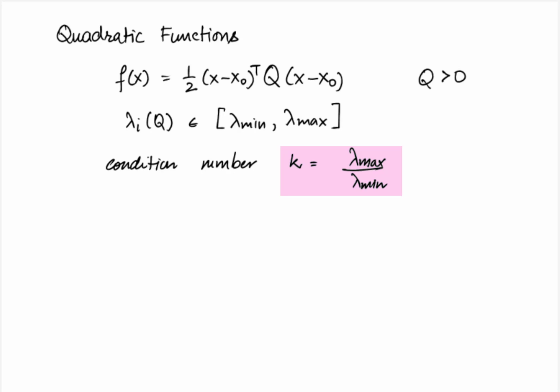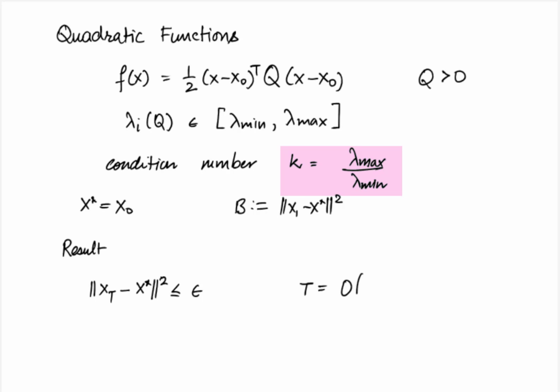If we minimize the function over R^n, it is obvious that x star is equal to x naught. Also recall that b was the initial squared distance between x and optimal x star. We have the following result for constant step size gradient descent. For gradient descent applied to quadratic problems, the oracle complexity to ensure that the squared distance from the optimum is less than epsilon is given by order of kappa log (b by epsilon) for the choice eta equal to 2 divided by (lambda min plus lambda max).